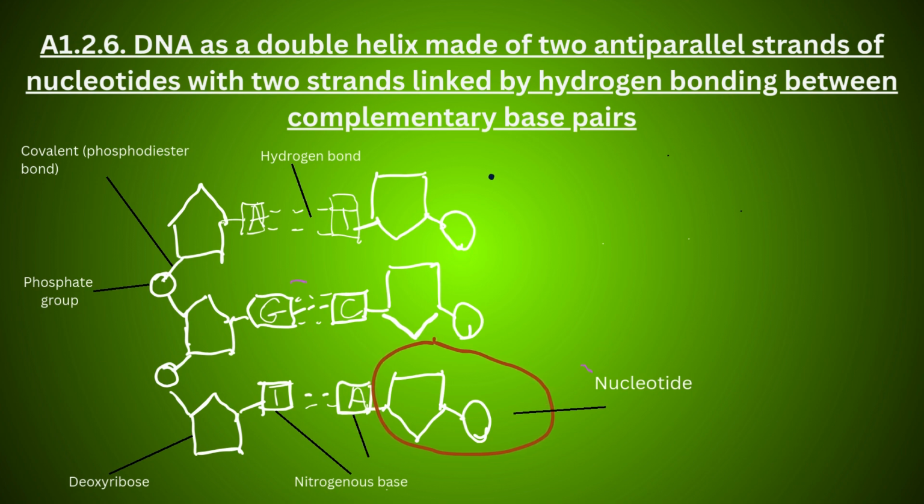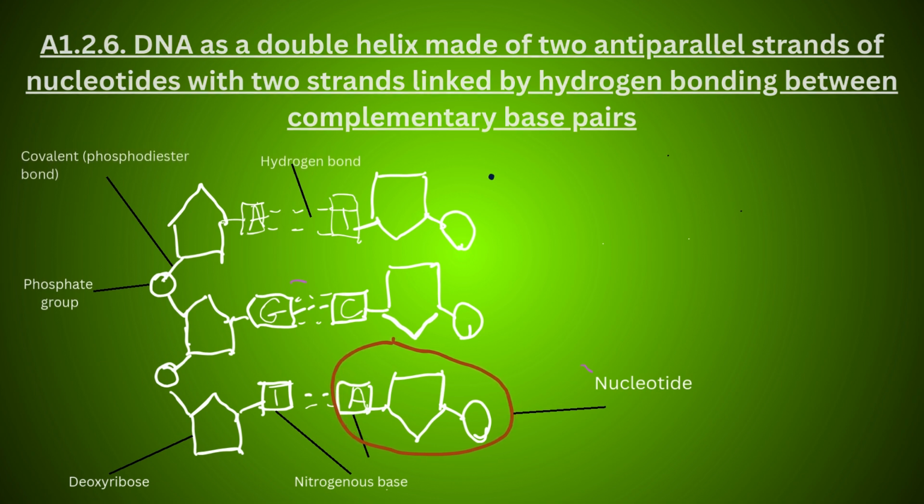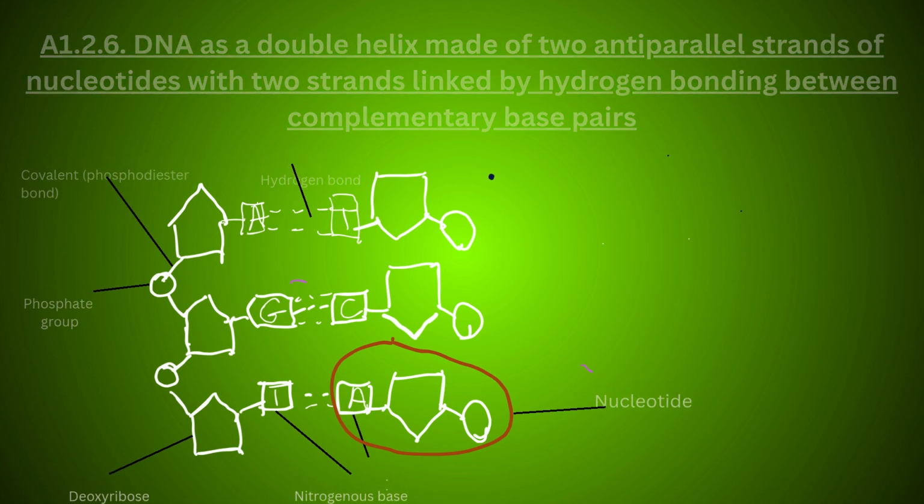If you were drawing this, you should show the sugar phosphate backbone with the bases facing inward and use dashed lines for the hydrogen bonds. Remember that there are 2 hydrogen bonds between A and T and 3 between G and C. This is a great way to illustrate the full structure of a double-stranded DNA molecule.